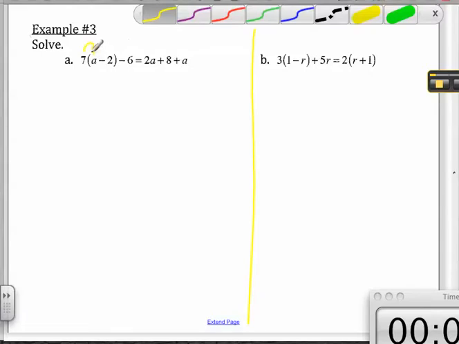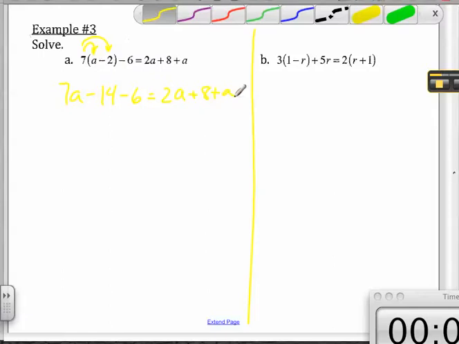Good, Gordy. So I'm going to do 7 times A. That gives me 7A. 7 times negative 2 gives me negative 14 minus 6 is equal to 2A plus 8 plus A. Whenever I'm simplifying, the very first thing I'm going to do is distribute. Okay, what's the second thing that I do here, Troy?